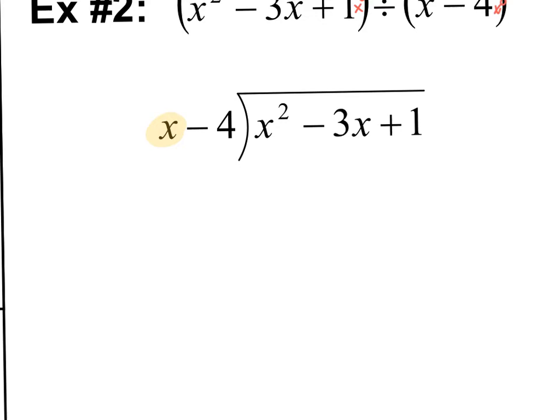What I'm going to ask is, what would I have to multiply x by to equal x squared? Because I just care about the first terms for now. So x times what equals x squared? Well, that's pretty easy. X times x equals x squared. And so right above where I already have a normal x to the 1, I'm going to put x. So x times x equals x squared. Now I'm going to multiply x times this whole thing. You could maybe put parentheses here to help yourself. So x times x is x squared. X times -4 is -4x. So I'm just going to put -4x.